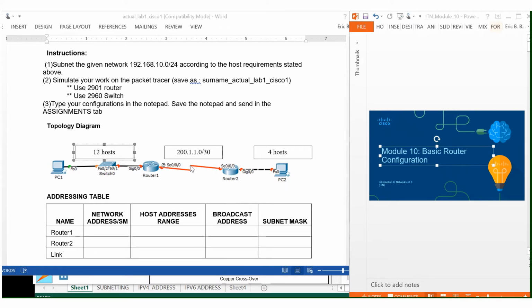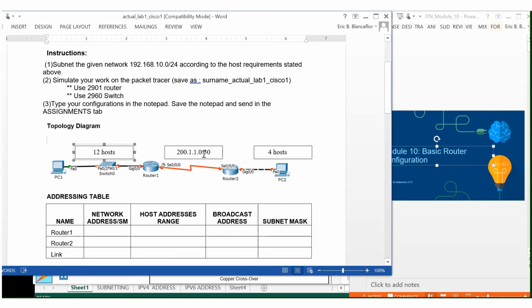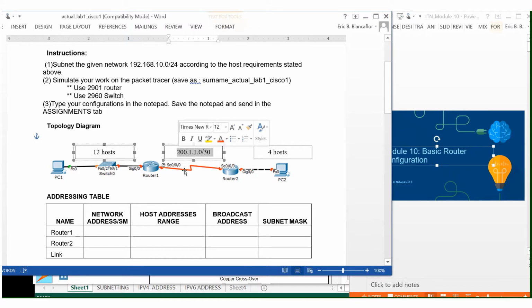There's a designated network address already for the router 1, router 2 connection, the link between router 1 and router 2, and the assignment is this one, 201.1.0/30. Okay. In the real setup, let's say router 1 is Mapua Makati, we are to connect that to router 2, let's say which is Mapua Intramuros. That's how it is.